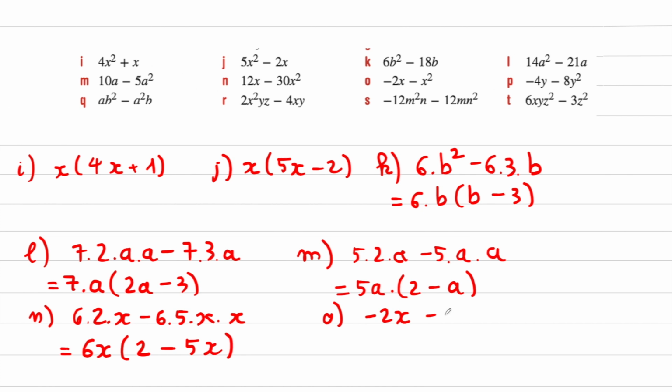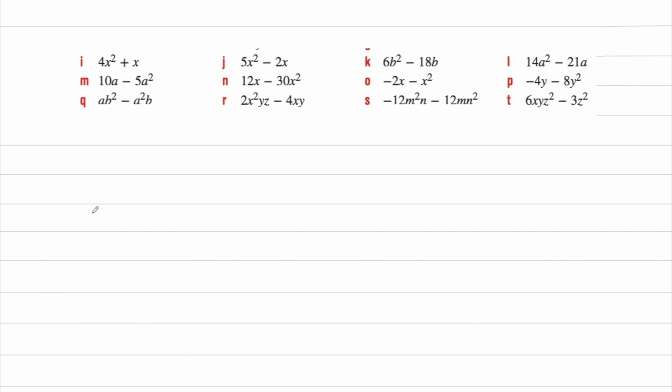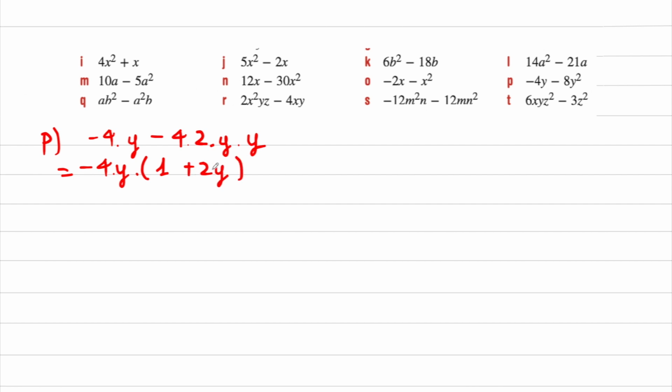Minus 2h minus h times h like this one. Minus 2h outside, here is 1 and here is plus h. So question O, you got the solution here. Question P, minus 4y minus 4 times 2 times y squared. Minus 4y will be outside the bracket, and then you got 1 left, and then you got plus 2y. Question Q.